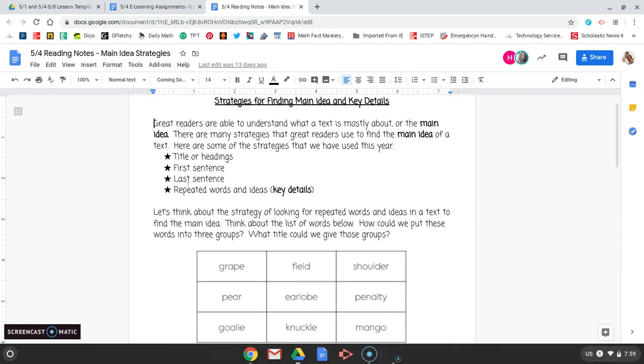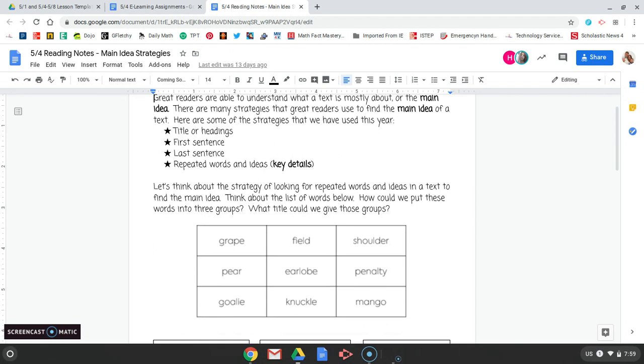And then the last one, and this is the one we're going to be focusing on today, is using repeated words and ideas. And I want you to realize that when we're looking for those repeated words or when we are finding ideas that keep popping up over and over again, those are our key details. Those are the things that are leading us to our main idea, and the details support our main idea.